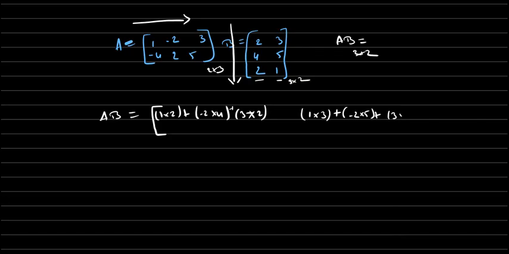Now we will start with the second row. Minus 4 into 2 plus 2 into 4 plus 5 into 2. Now we are shifting to the second column, so we need to leave some gap. Minus 4 into 3 plus 2 into 5 plus 5 into 1.